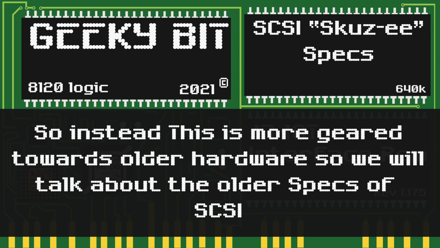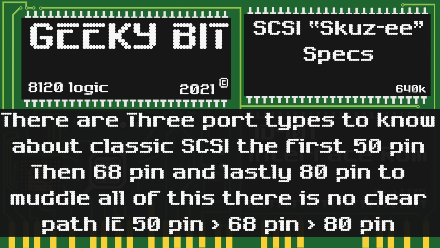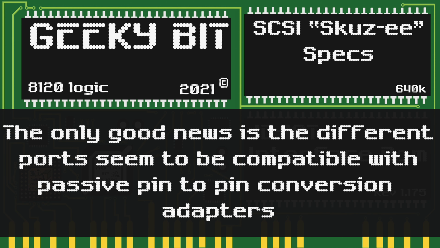So instead of listing out every single spec and type, these videos are more geared towards older tech and hardware, so we'll list the older specs of SCSI. There are three main port types to know about when we talk about classic SCSI. The first is 50-pin, then 68-pin, and lastly 80-pin. To muddle all of this, there is no clear path from 50-pin to 68-pin to 80-pin, while 50-pin was definitely the first. The only good news with all of that convolution of the different ports seems to be the compatibility with passive pin-to-pin conversion adapters.